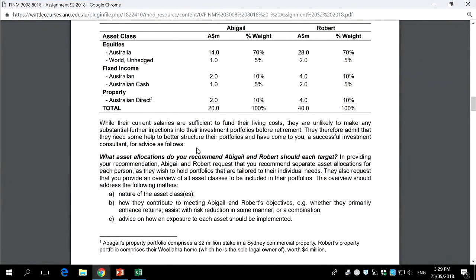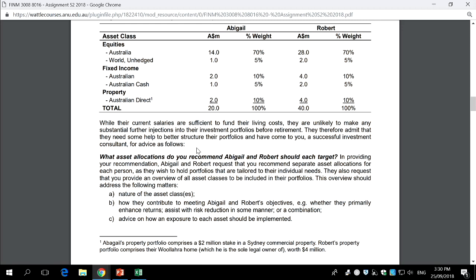Let's say you think that they're substitutes, and you think that direct property has a lot of issues, and you want to recommend that Abigail and Robert invest in listed property instead. I see this quite a lot. So let's say you say, all right, they both have a 10% weight in direct property. I'm going to tell them to change that 10% weight to listed property. You tell Abigail to do that, and she says, okay. You tell Robert to do that, and can anyone tell me what the problem with it is? And you'll need to look at the bottom of the page.